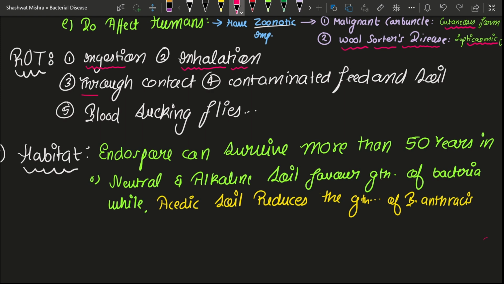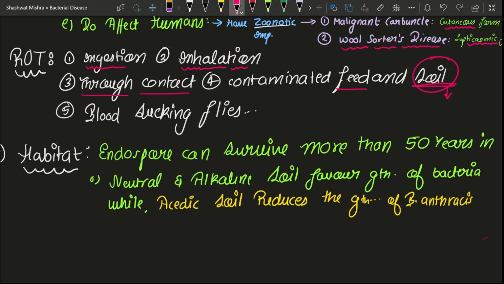The next way could be through contact, because as I mentioned, there are cutaneous lesions in humans. When the person is in contact with any infected animal, or the leather or the fur or anything that has been derived from an animal source, it could lead to the cutaneous form of anthrax in humans, or in other animals through contact also. It could also be through feed, and the spores also do sustain in the soil.